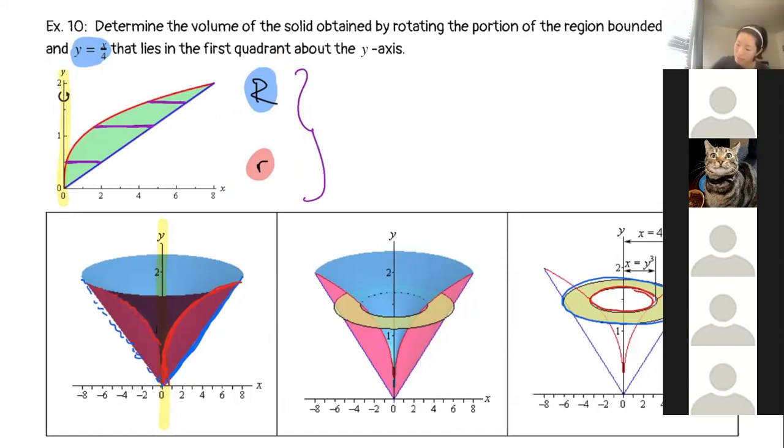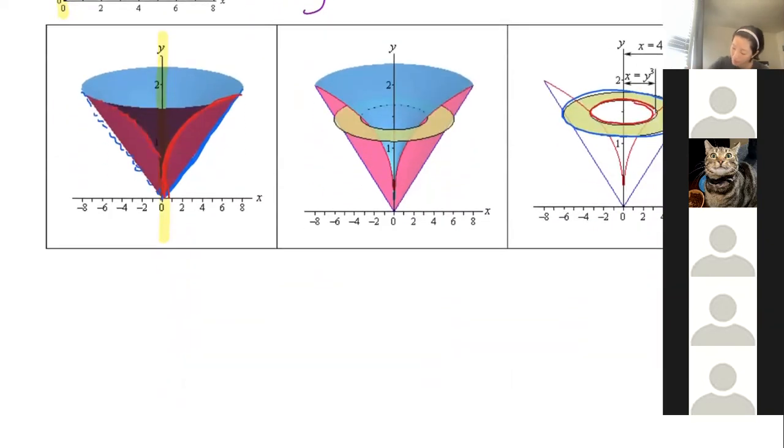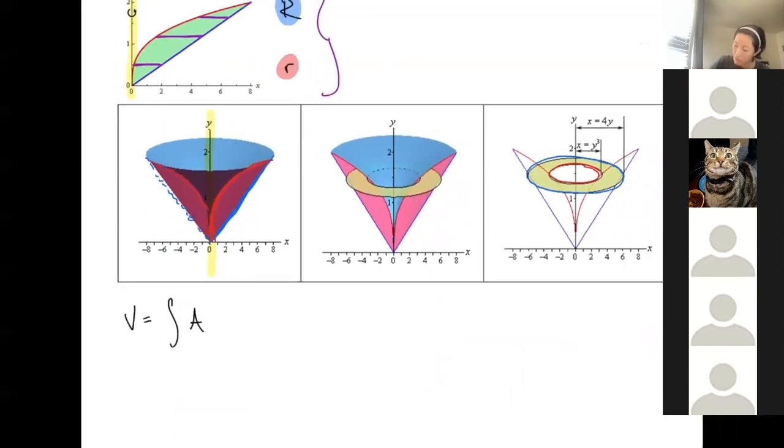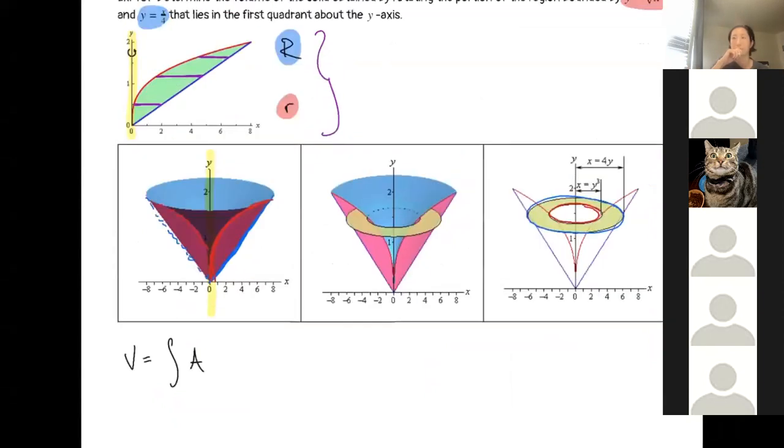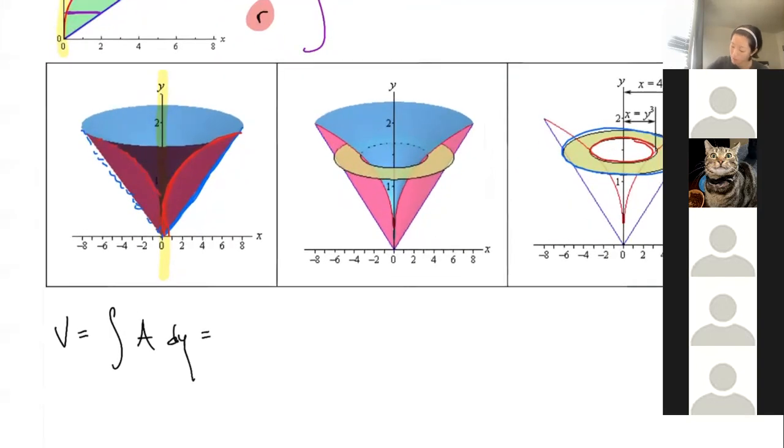So let's set up our integral. Volume equals the integral of area, dx or dy. Yeah, we're going to go dy. Now, because I know there's going to be a part that's been scooped out of this volume, I want to make sure that I write an equation that incorporates that. So the integral of pi big R squared minus pi little r squared dy.